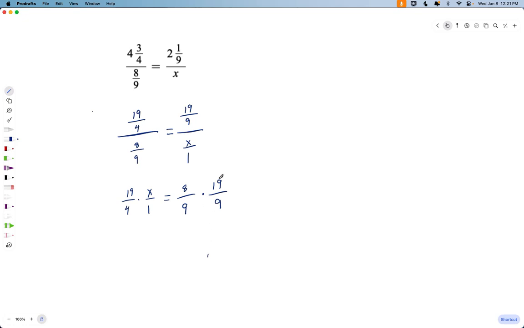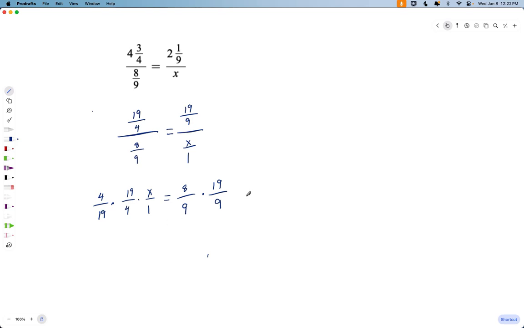19 is a prime number. Both of these have factors that are 3. This is a factor that's 2. I can't really reduce anything here, but I know that in order to get x by itself, I've got to multiply by the reciprocal here. So I'm going to go 4 over 19.